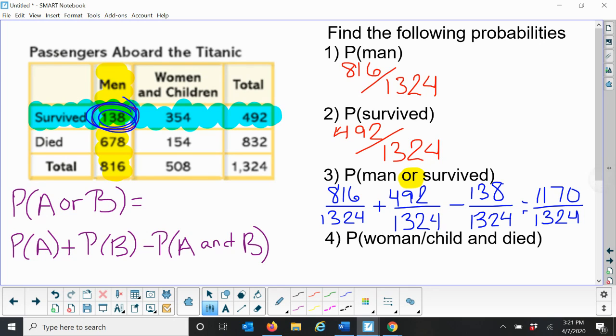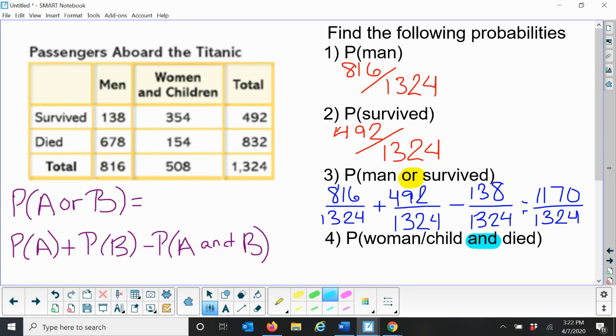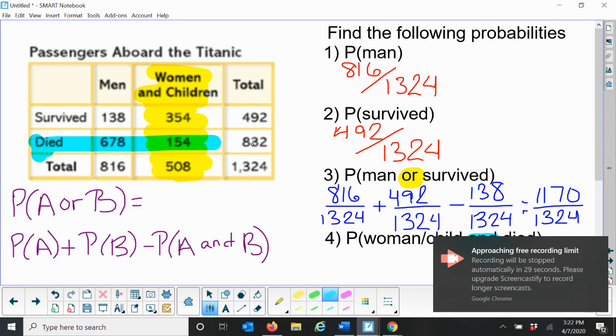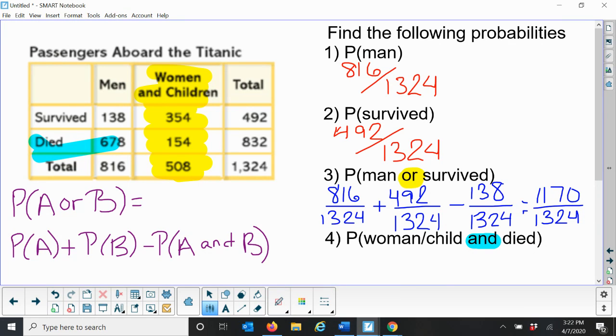Now our last question here, what is the probability that we select somebody who is a woman or a woman and child and also died? So they need to actually fit in both of those categories. And because of this word and, this means they must fit both characteristics. So I'm really looking at the women and children, so this first column here for women and children. And I'm also comparing that to the died part here highlighted, I'm looking for that overlap. And so that is going to be 154 out of 1324.